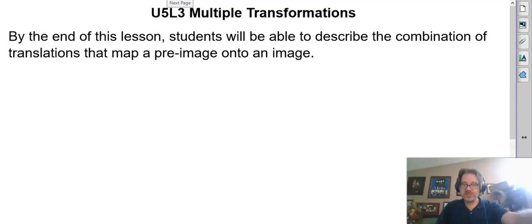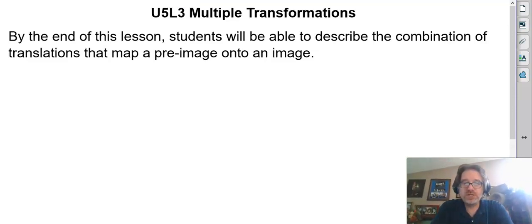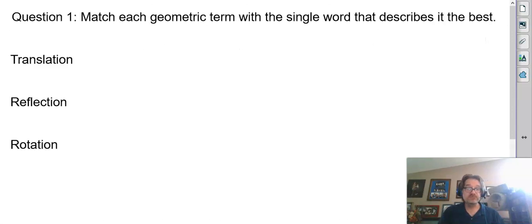Hello, Patriots. So today we are going to start our journey on recognizing multiple transformations. We're going to do more than one transformation at a time to get to a desired outcome. But before we do that, we're going to look at identifying single transformations. How did I get from a pre-image to an image? That's what we're going to do right now.